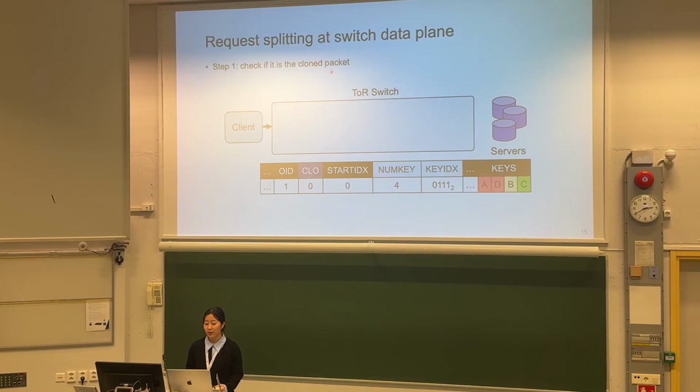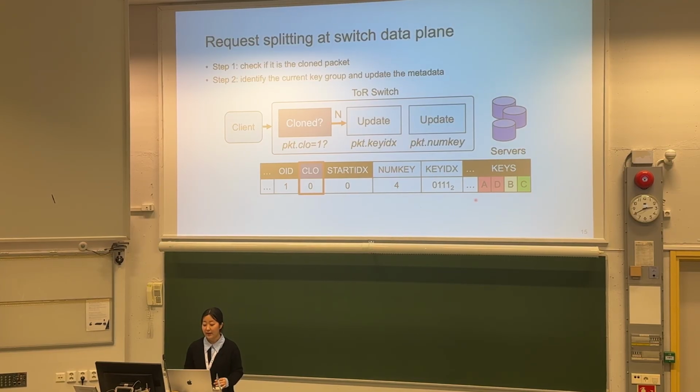Now let's move on to request splitting inside the switch. When the switch receives the packet, it first checks whether it's already a sub request. In this case, it's not, because this is the first packet of the Multiget request. So the switch identifies the current key group, in this case AD, and updates the metadata fields such as key index and number of key like this.